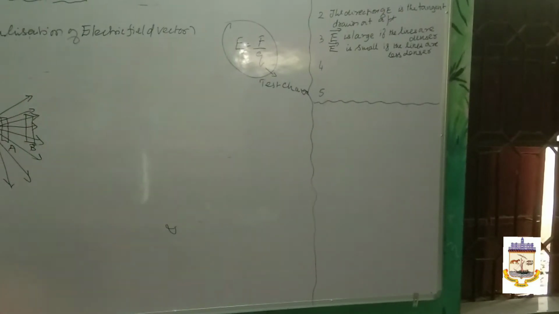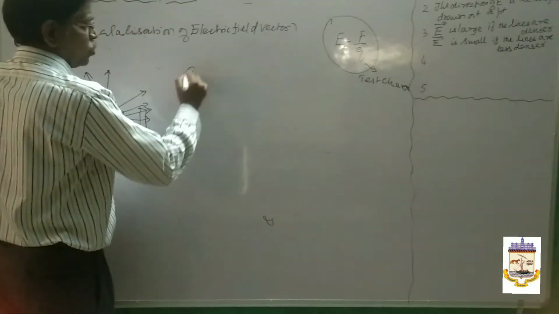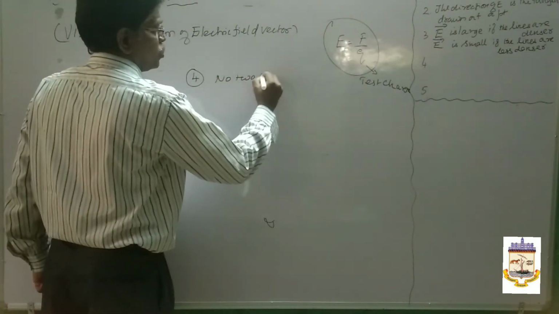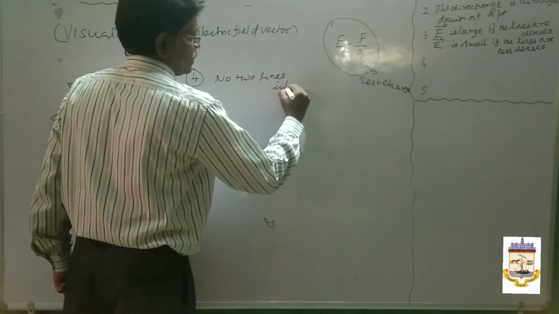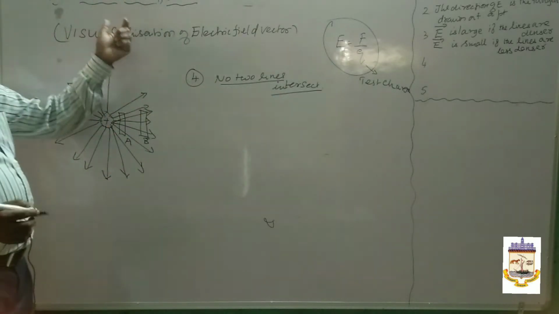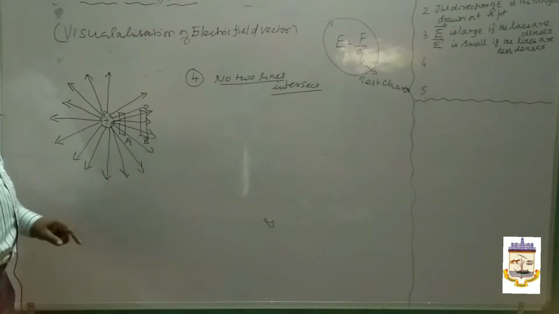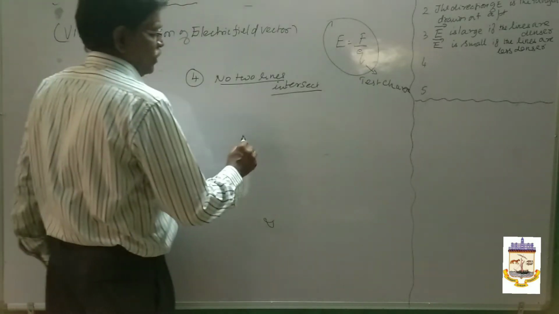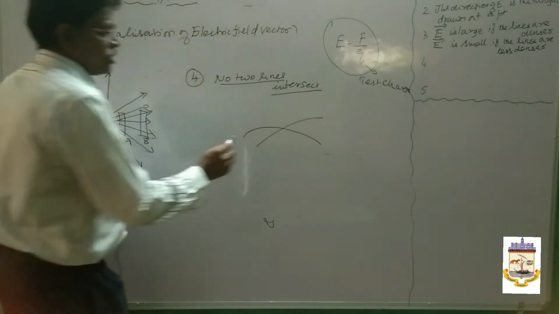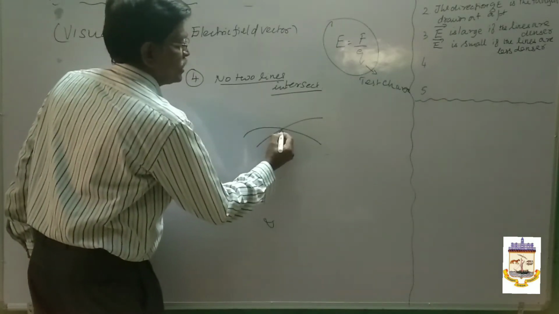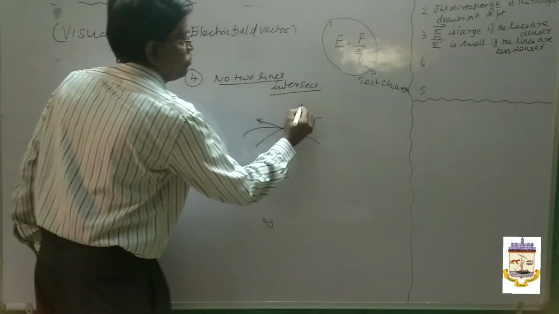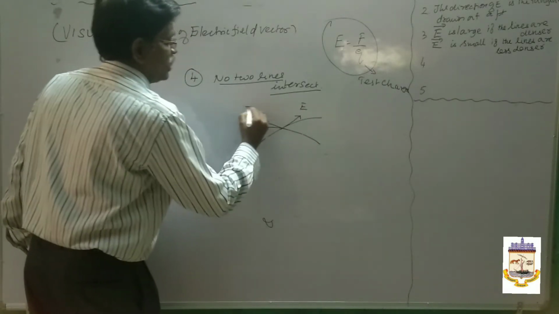Okay. Then the rule number 4. We are going to see about the rule number 4. No two lines intersect. If we are considering the lines of force, the two lines will never intersect. That is the meaning. Suppose I am assuming the lines are intersecting like this, say the two lines are intersecting like this. At the point of intersection, if I draw the electric field vector, the direction of E, it will be in this direction. Here, it will be in this direction.